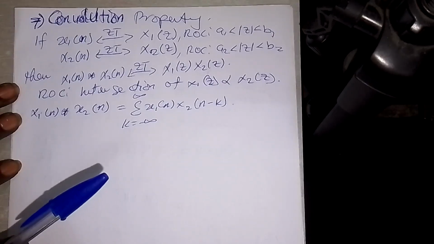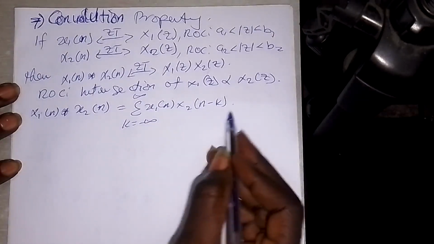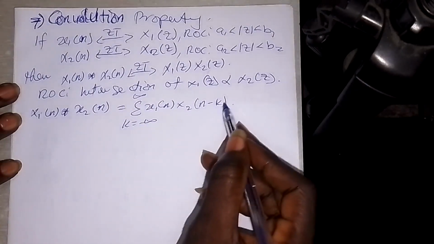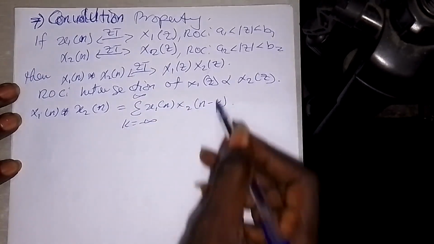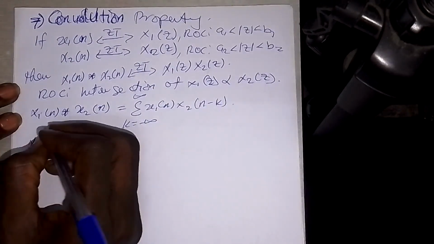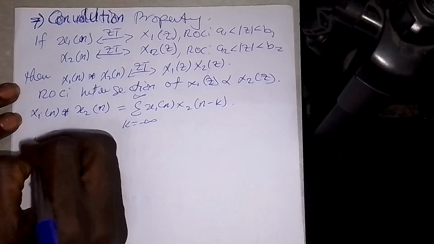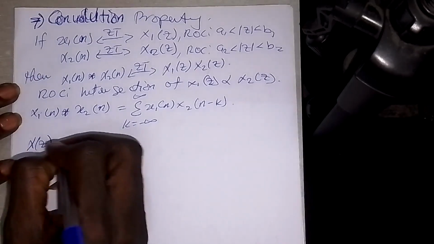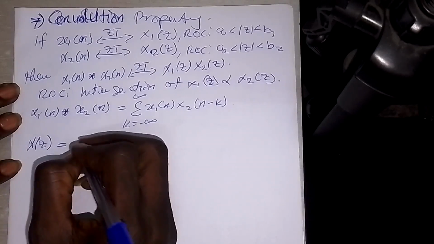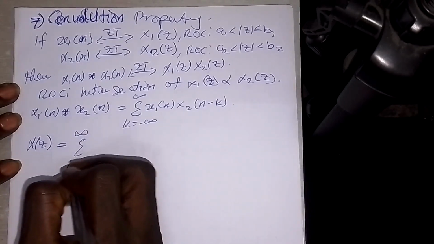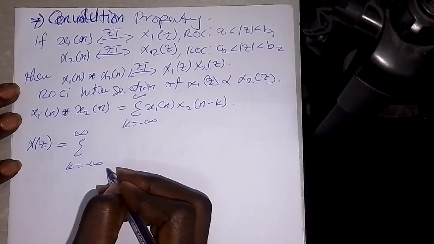Now if we have this one, then what it means is that we're going to find the Z transform for this one. So X of z is going to be equal to the summation, k equals minus infinity to infinity.